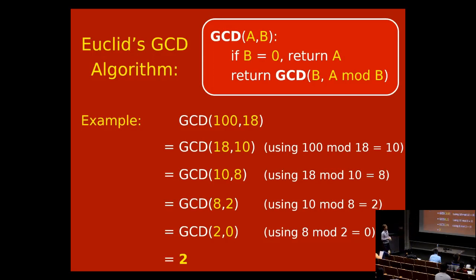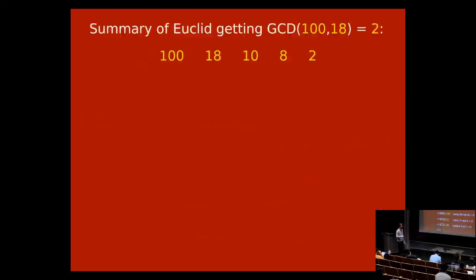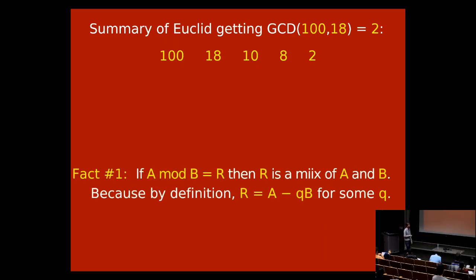So this is an example of GCD running on 118. The final answer is 2. So what I'm telling you is that 2 is somehow a mix. It's like an integer linear combination of 118. And somehow you get that mix by looking at these intermediate steps. So here's the summary of getting GCD of 118 equals 2. We went from 100 to 8 and 18 to 10 to 8 to 2, always doing mod of the previous two numbers.